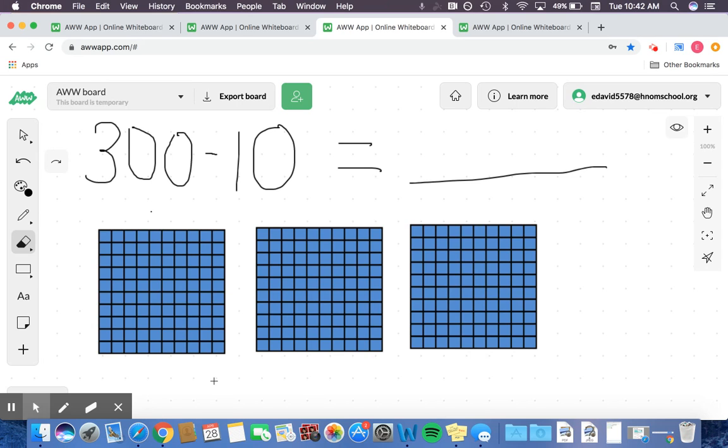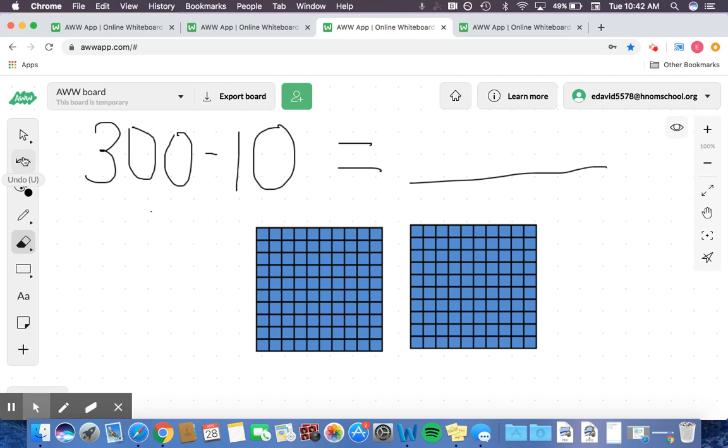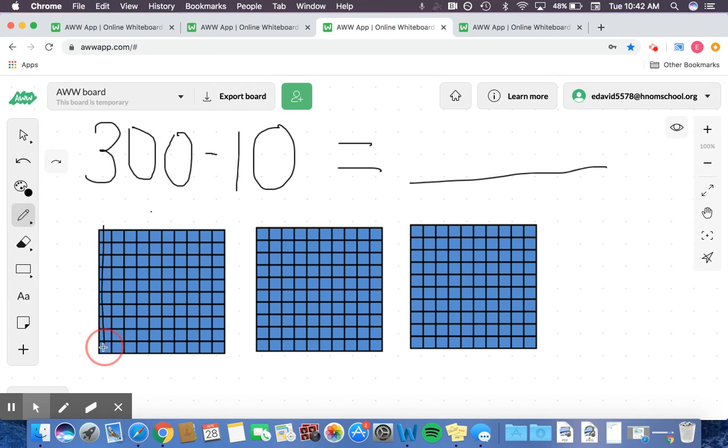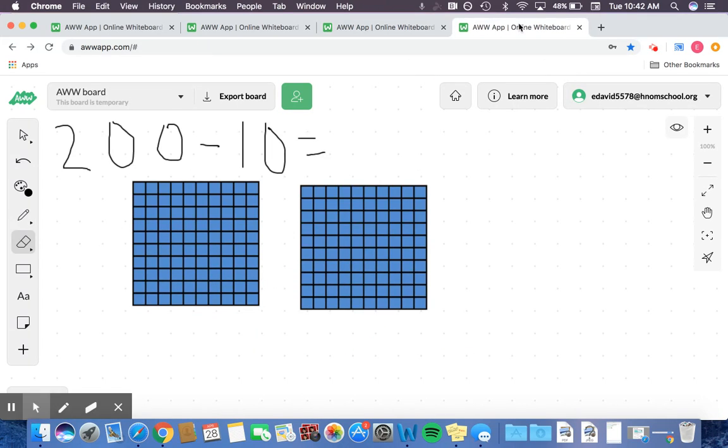30 tens minus 1 ten, if I cross one out, or if I do it in my head, 30 tens minus 1 ten is 29 tens, which is really 290. So if we look, the digit in the hundreds place and tens place changed here as we got rid of one of these tens.